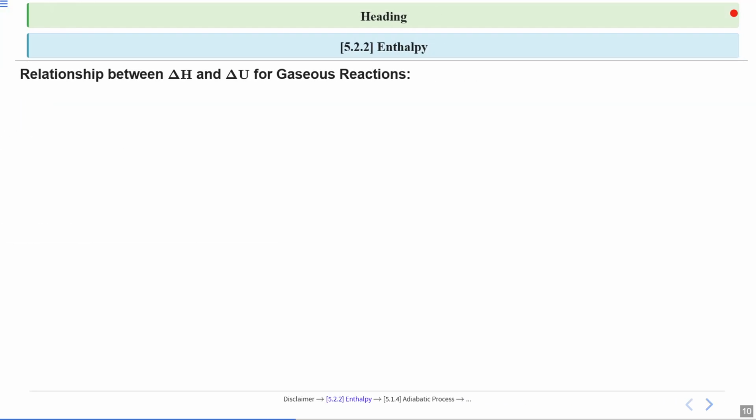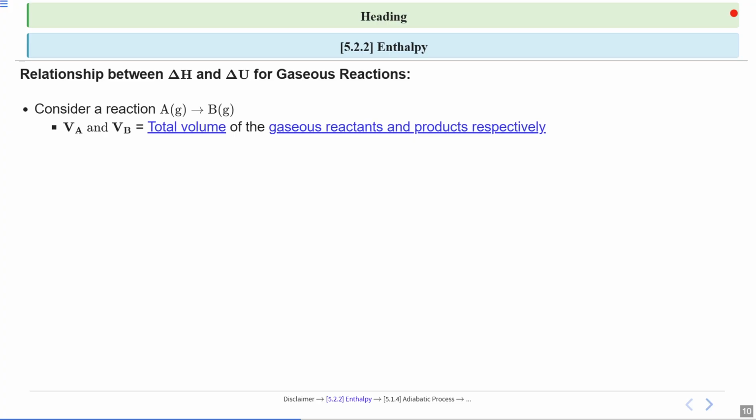Now we will try to develop a very important relationship between delta H and delta U. And this is true only for the gaseous reaction. How? Suppose we consider a reaction which is going from A to B. Then we are considering two things here. First is about volume. So the reactant's volume is taken as VA and the product's volume is taken as VB. And the second assumption we are making is related to the number of moles. So the number of moles of A is represented by Na and the number of moles of B is represented by Nb.